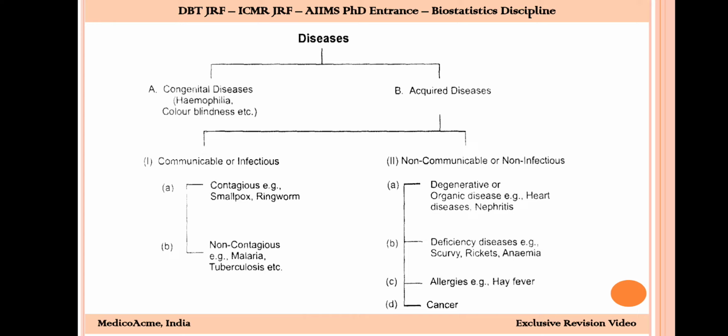So non-contagious can be due to airborne, waterborne, anything. Contagious is actually the tactile kind. So non-communicable, non-infectious diseases are those restricted to the patients only. If you have that, then only you have that. Okay, so guys, degenerative or organic diseases, for example heart disease and nephritis, are diseases where degeneration of the cells happens. Okay, so guys, deficiency diseases are actually the deficiency of minerals. Examples are scurvy, rickets, and anemia. Allergies are basically hypersensitivity-related diseases, and cancer, as you all know, is a kind of malignant disease.